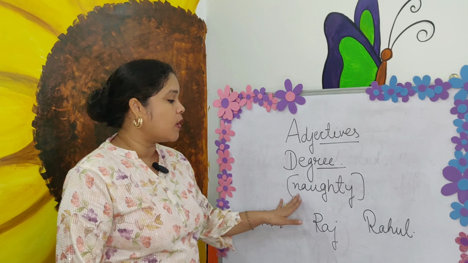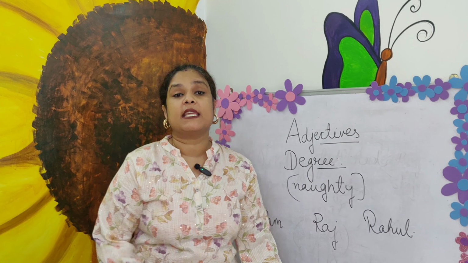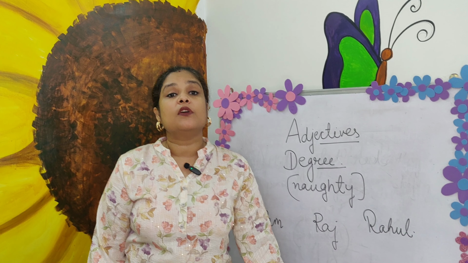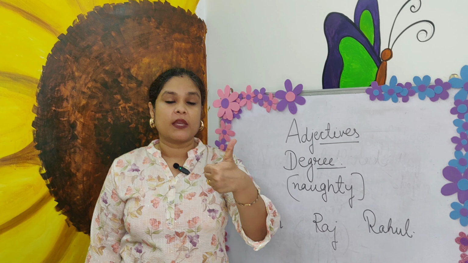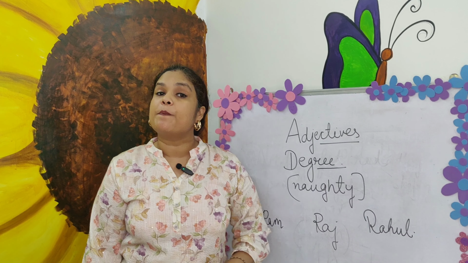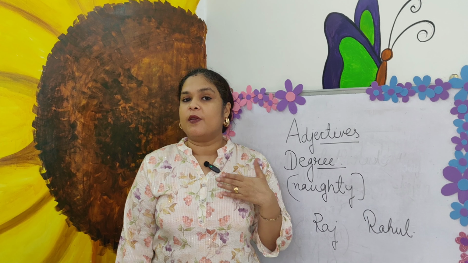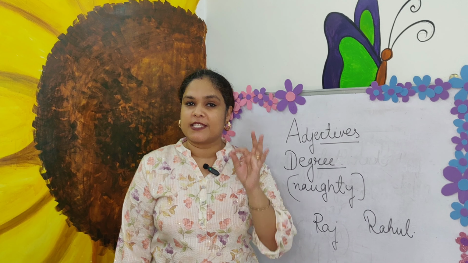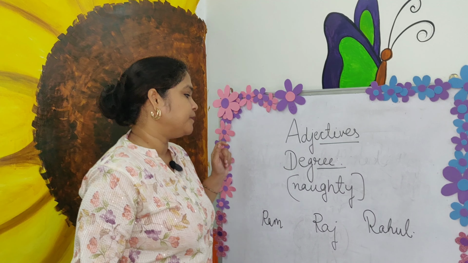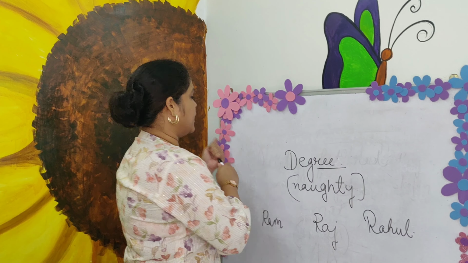Basically, before I tell you about the degree forms of the adjective naughty, let us see what the 3 degrees of adjective are. The first one is positive, the second one is comparative, and the third one is superlative. So basically, there are 3 degrees of adjective. Come on, repeat after me. They are positive, comparative, and superlative. Positive, comparative, and superlative. So if I write it on the board for you and then discuss.